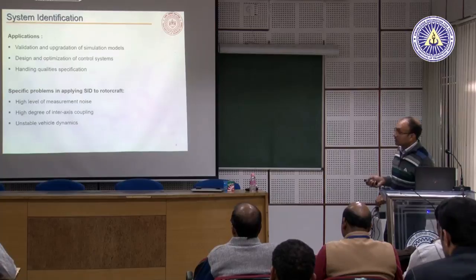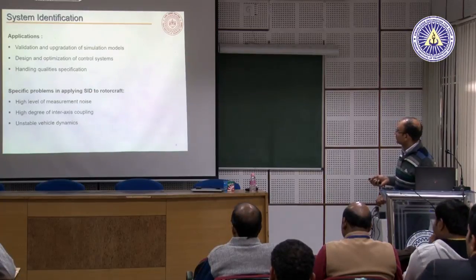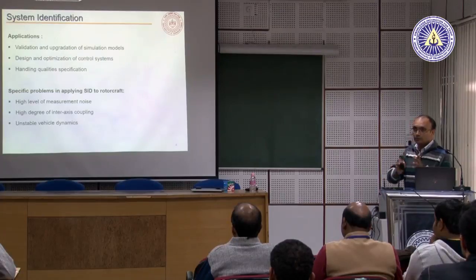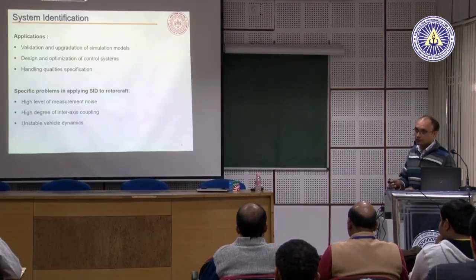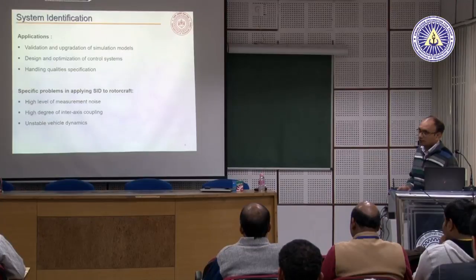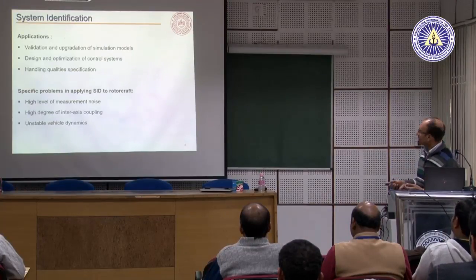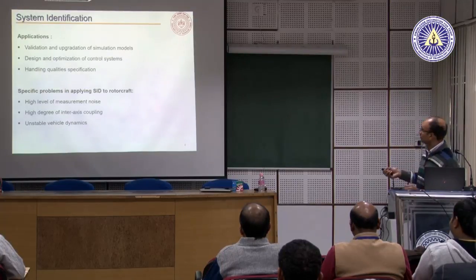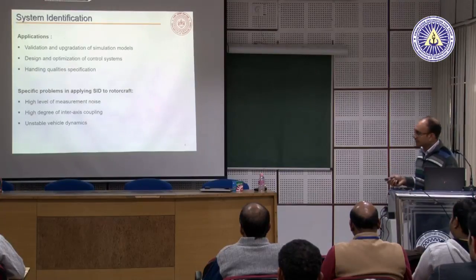So, what are the typical applications for system ID? One is validation and upgradation of simulation models. I already have a simulation model and we have developed some models which we have given to AD and we are using ourselves also. Now, how do we know that these models are actually good enough? Do they actually represent the physical system or not? So, this kind of identified information from flight tests always helps us validate and upgrade our simulation models.